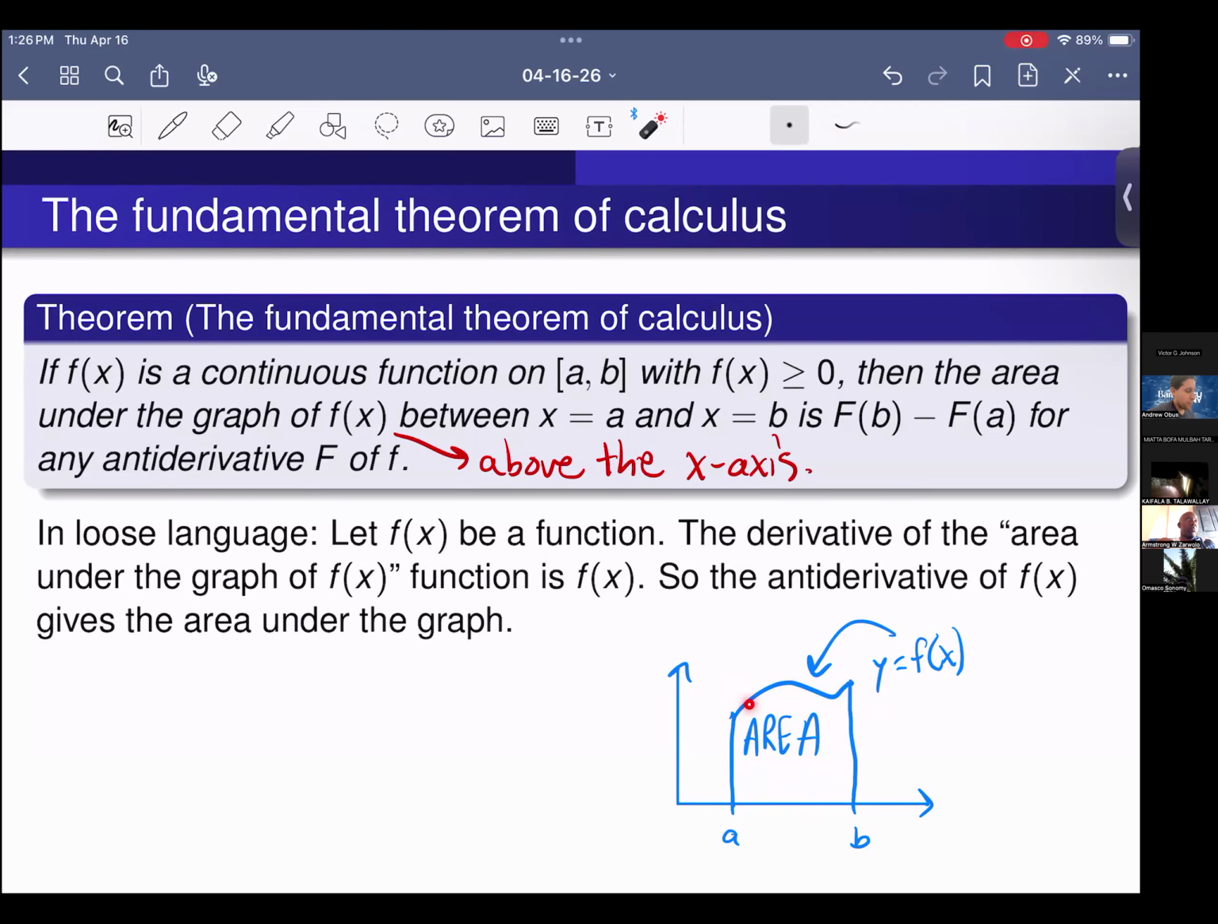It's not a geometric polygon. This could be some arbitrary curve. And it says that actually, to compute this, all you need to do is find an antiderivative and then plug in some numbers. And often, as we'll see in a few examples, finding an antiderivative is not always that hard. It often will be quite easy.